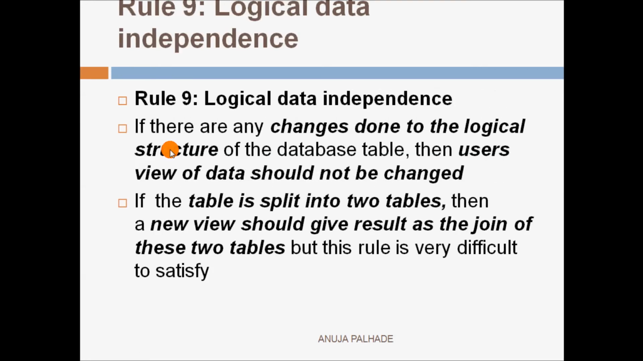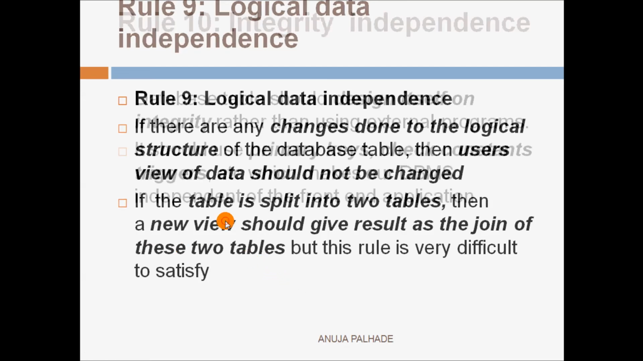Now moving forward to rule 9, logical data independence. If there are any changes done in the logical structure of the database table, then the user view of the data should not be changed. If a table is split into two tables, then the new view should give the result as the join of these two tables, but this rule is very difficult to satisfy. So in short, the logical database must be independent of its user view. User view means application. Any change in the logical data must not affect the application using it. Getting? So this is rule 9.